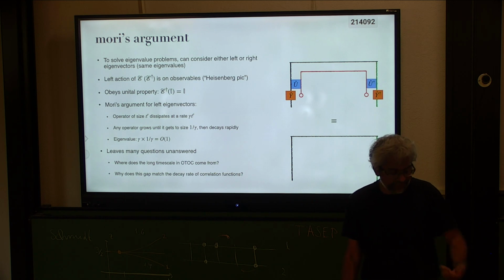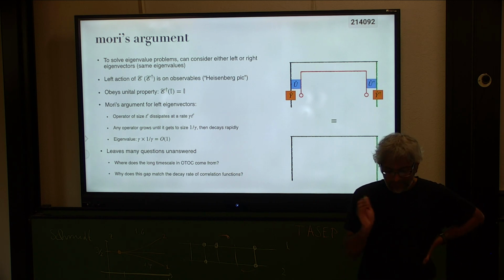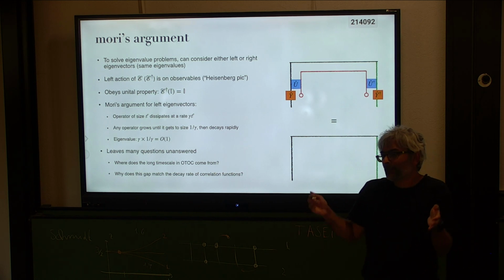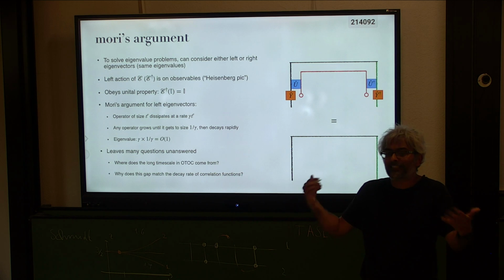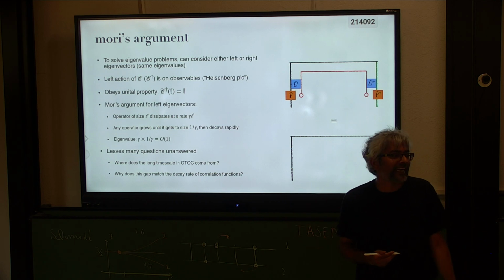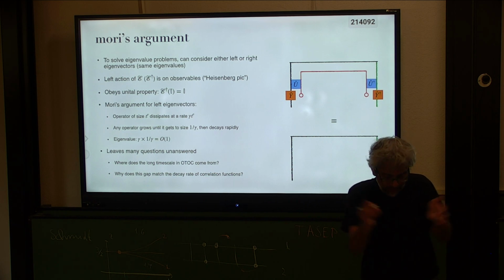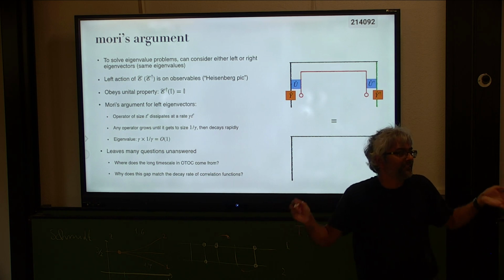And so he had an argument based on operator growth. It goes like this, and I'll say it slightly more precisely in a bit. The idea is that operators that are very big decay much faster because they have a much bigger surface area of contact with the bath. And so under time evolution, there are two things that happen. Small operators grow big, and big operators decay fast.